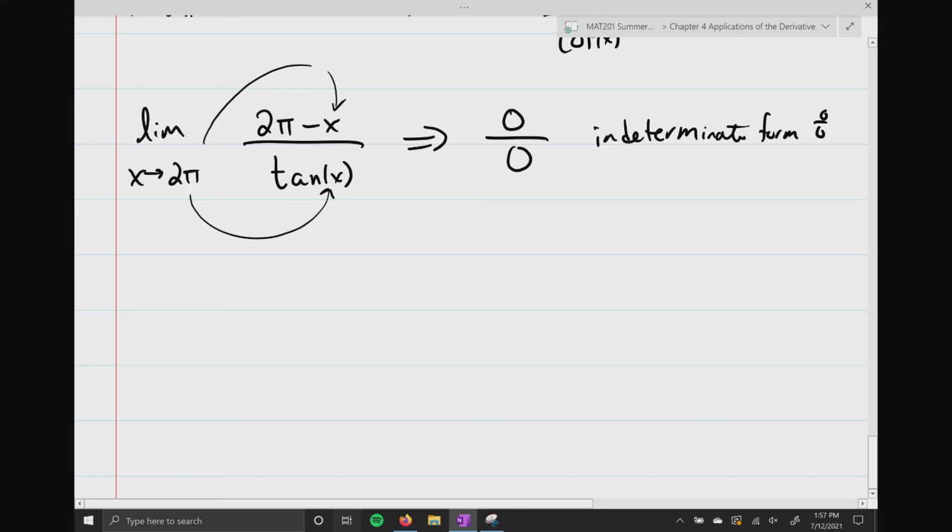All right? Because x is approaching 2 pi, and I know the tangent is always going to be defined all the way up to 2 pi, but not 2 pi. Let me show you what I mean by that.